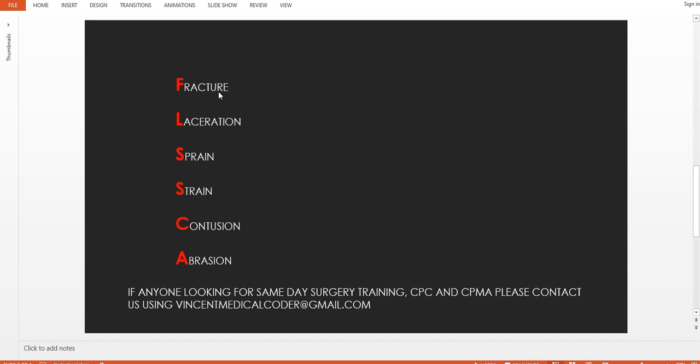Always check the documentation to see whether all these injuries are in the same location or in different locations. If they are in the same location, you need to follow this hierarchy. If they are in different locations, you need to code separately.